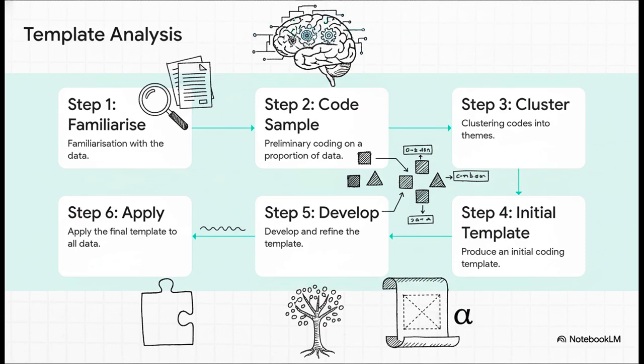Now, building on that idea is a slightly more structured approach called template analysis. Think of it like creating a rough draft of your coding plan. First, you just get to know your data. Then you do some initial coding on a small piece of it, and from that, you build an initial template of themes. Then, as you go through the rest of your data, you tweak and refine that template. It's a really great way to have a starting structure that's still allowed to grow and change.